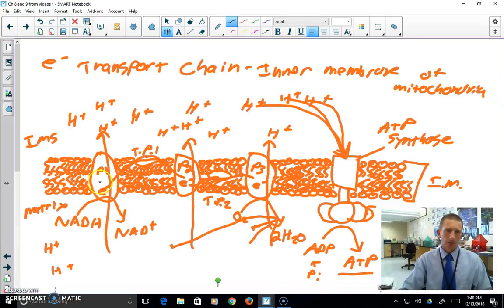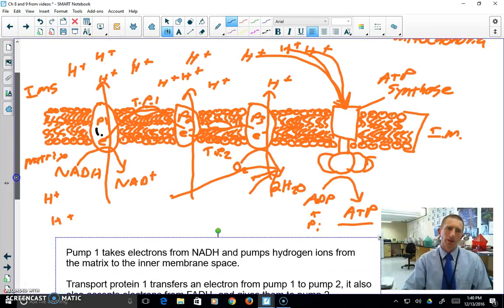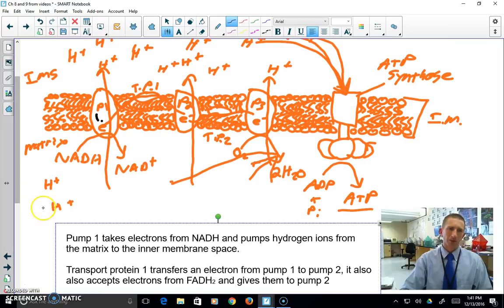So step number 1 is going to be right here, and I'll have to admit I kind of cheated a little bit just because I don't want this video to be like 20 minutes long. So step number 1, pump 1 takes electrons from NADH and pumps hydrogen ions from the matrix right here into the inner membrane space. All right, so that's step number 1.